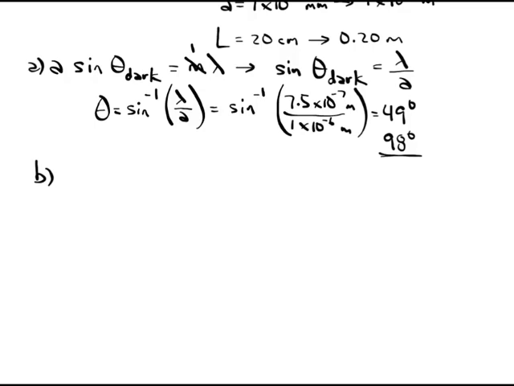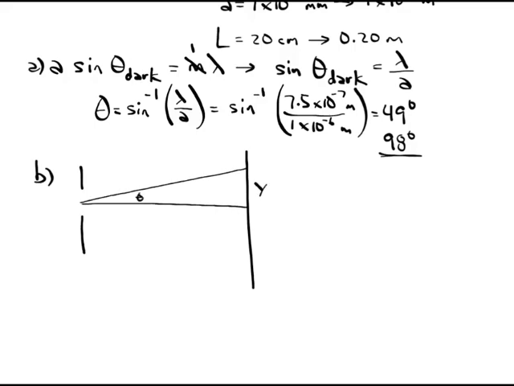What we have to do here is understand that if the screen is over here and the slit is over here, then this y over L is not approximately equal to the sine of the angle. It actually is the tangent of the angle. So I would have to write that the tangent of this angle equals y over L. And that means that the y would be L times the tangent of the angle that we just found before. And I can't use the angle 98. I have to use the 49 and then double the answer.